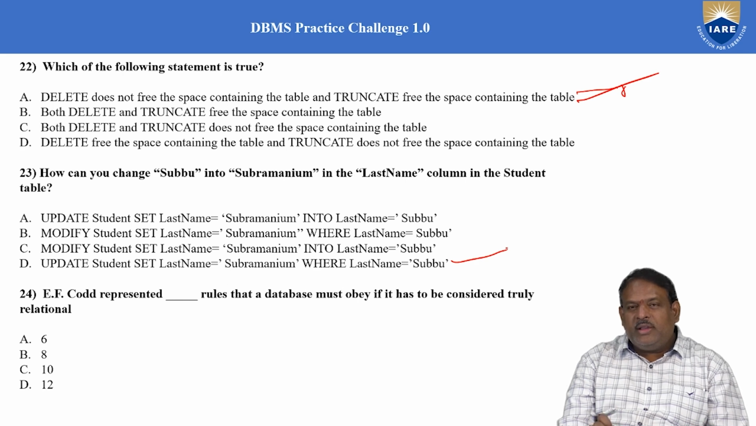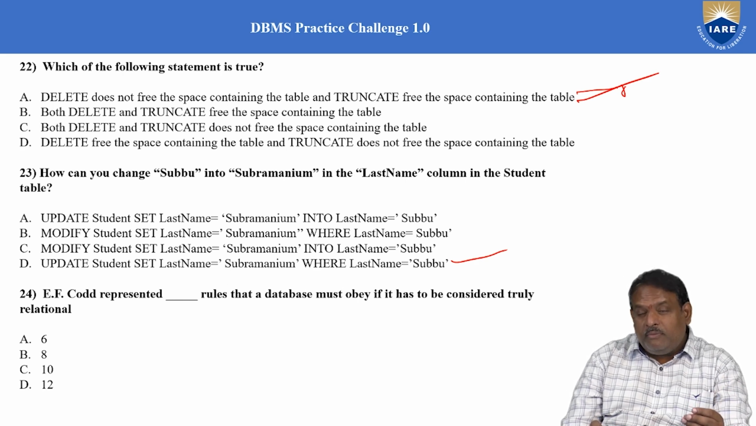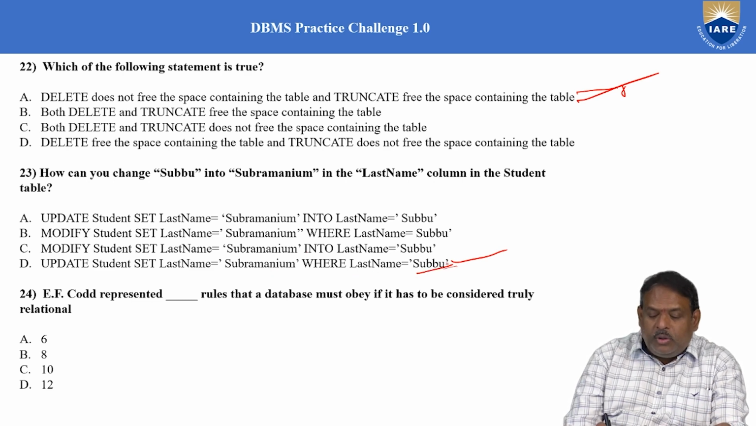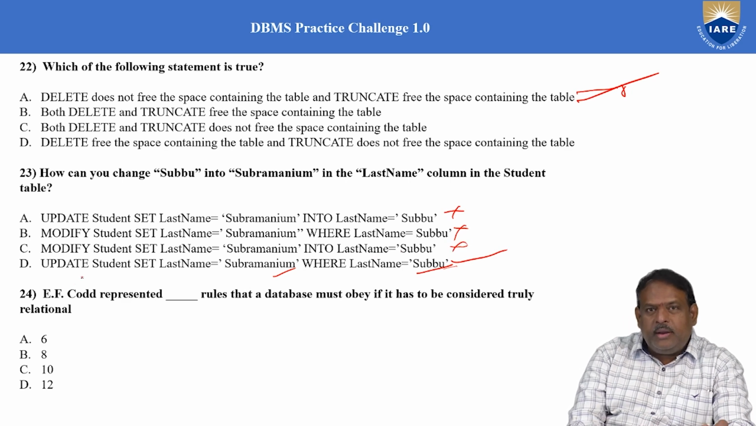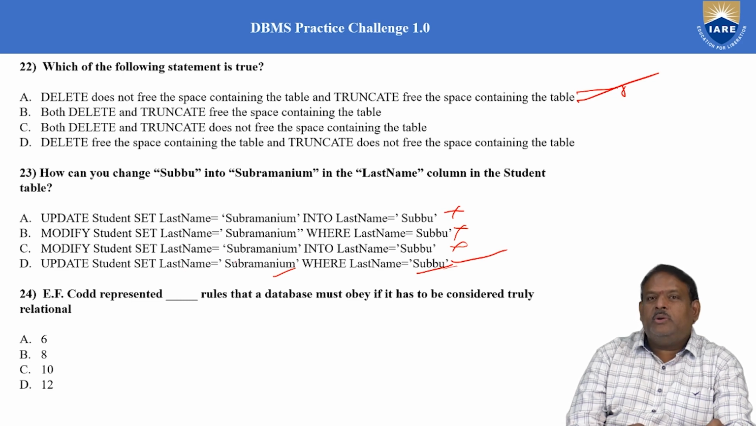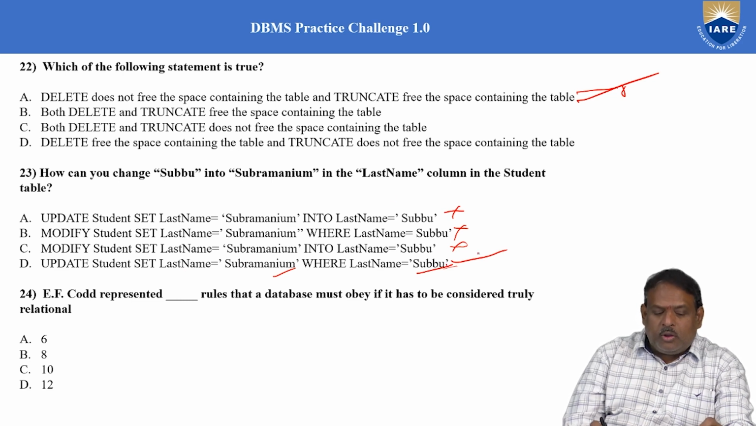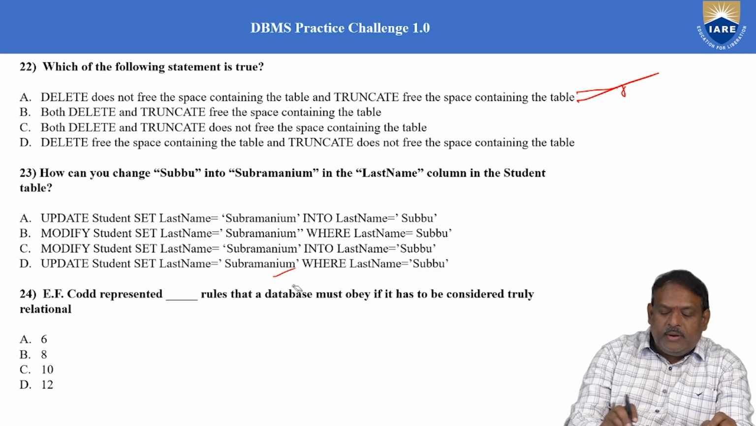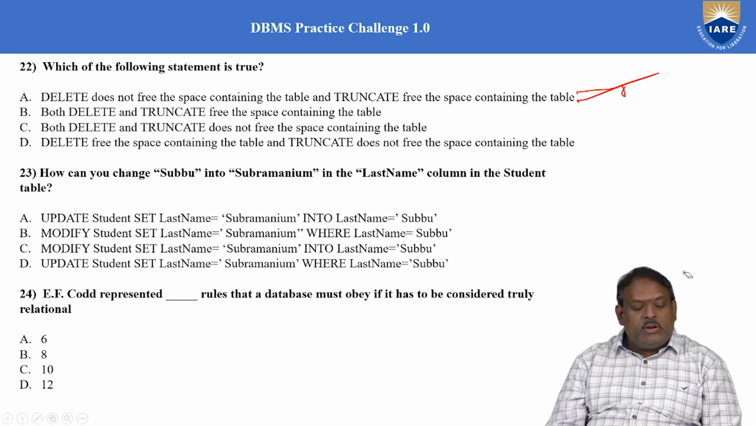See, the syntax to change a column value is update table name set. He is saying last name should be Subbu. So where last name is equal to Subbu, where there is Subbu, he wants to change it to Subramaniam. Option A is incorrect because there is no into in update. Modify is also a wrong statement. Again, modify student into is also a wrong command. The right command is update table name set last name is equal to a new value where old value is equal to Subbu. The option here is D. D is correct. Okay.